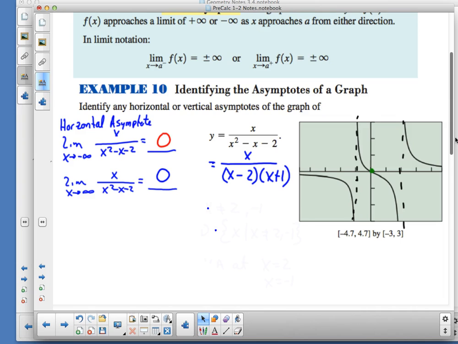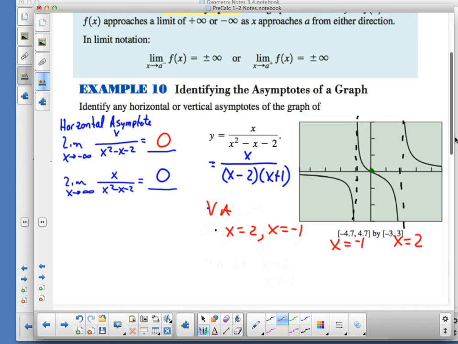Now, I have my vertical asymptotes, my VA, where x is equal to 2 and x is equal to -1. And you'll see that that's where those are. It's x equals 2 and x equals -1. Can't say it and write it at the same time, apparently. And then I've got y equals 0. So I've got this puppy going across at 0.